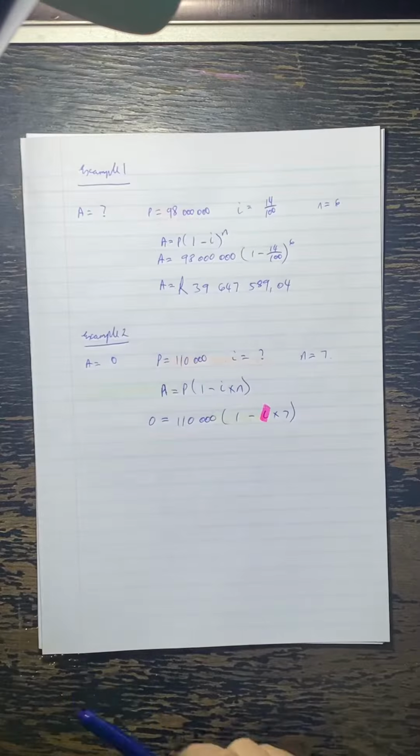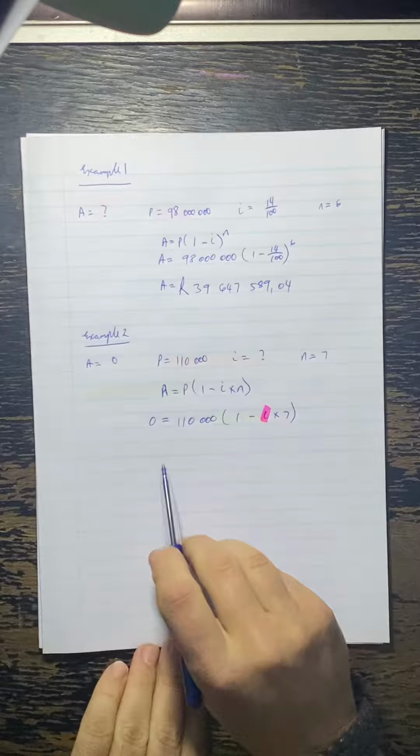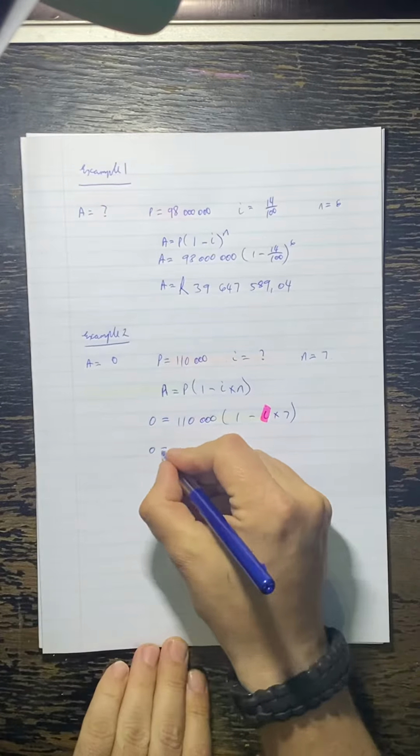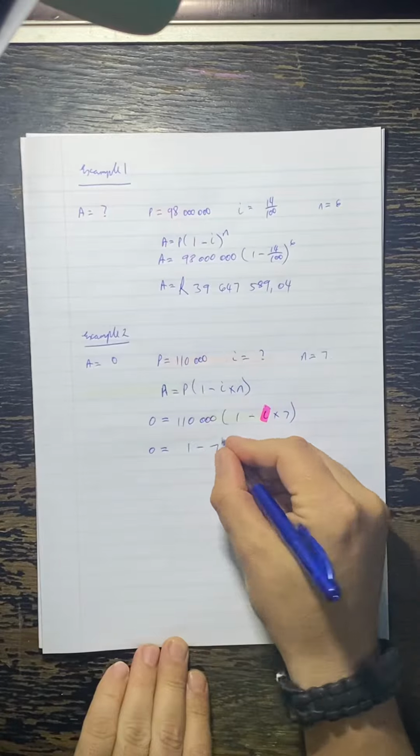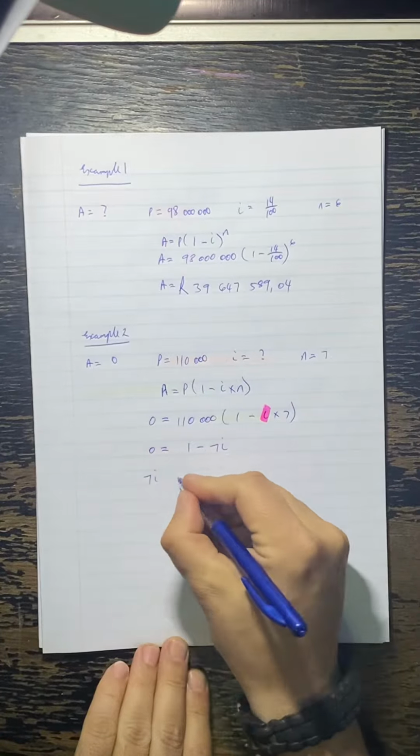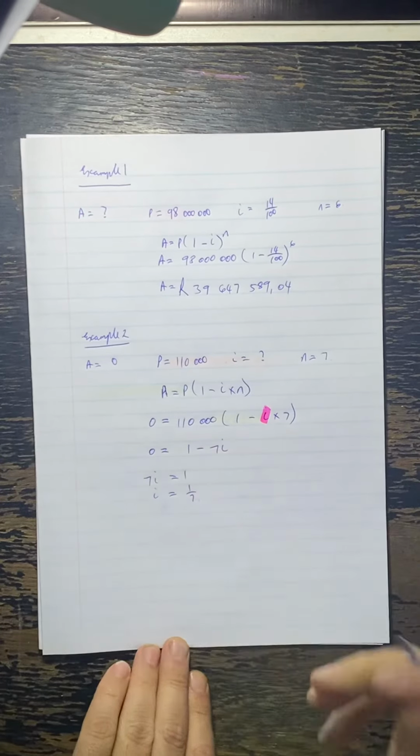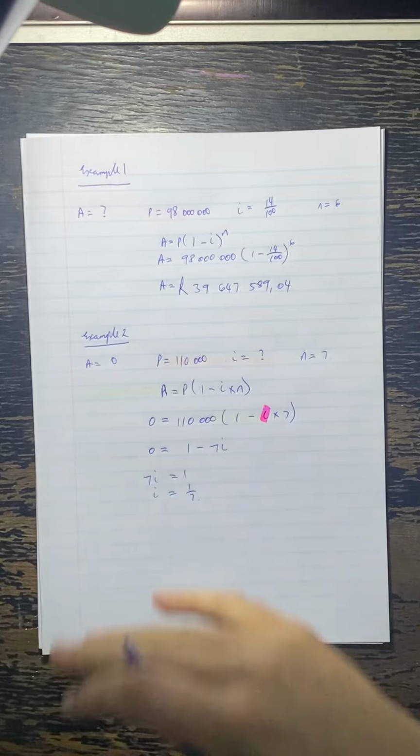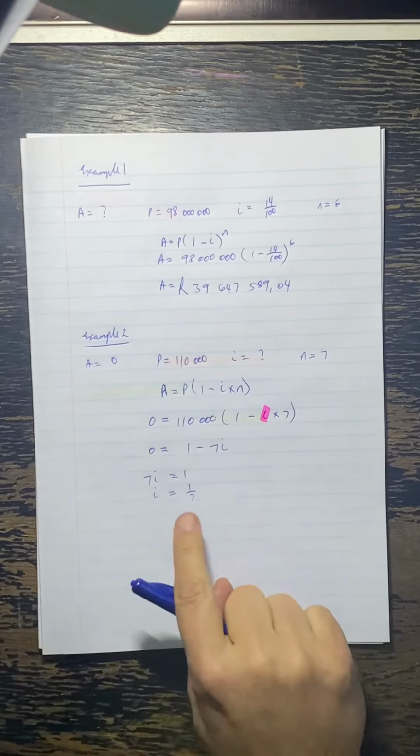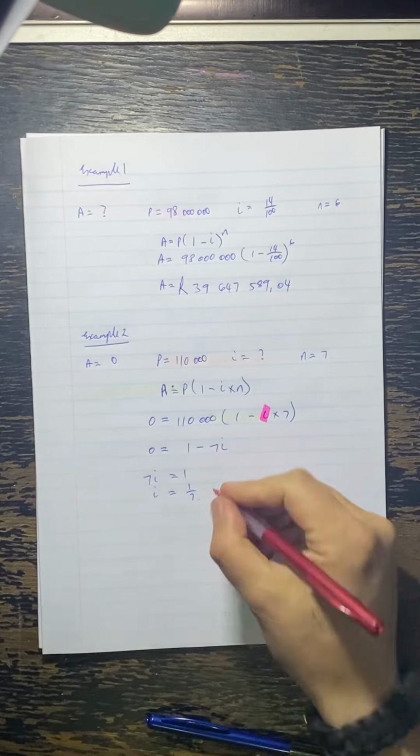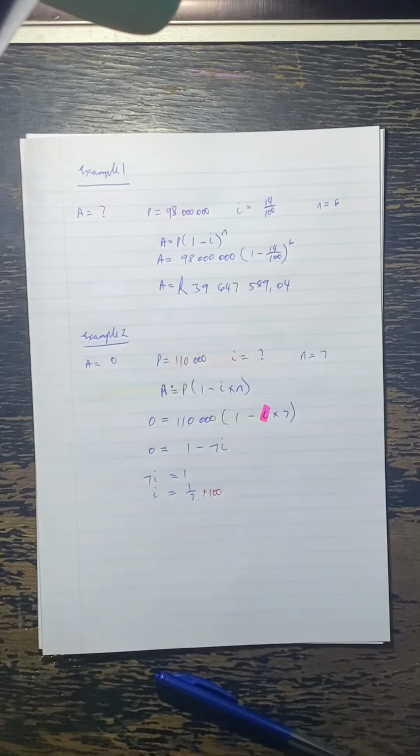So I'm going to get rid of things like a normal equation. First of all, I'm going to divide both sides by 110,000. So that will just give us 0 over there. Here we're left with 1 minus 7i. Take the 7i to the other side. Divide by 7. Now what we need to do is we always need to convert this i into a percent. In order to get this into a percent, we need to multiply it by 100. And that's how we convert things into percent.